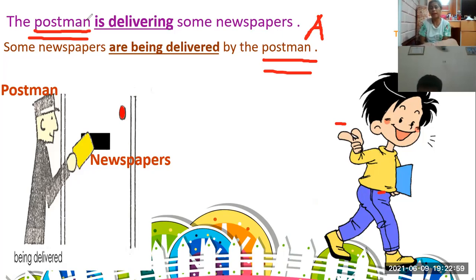Can you see the difference? Yes. Okay, so we have the next one. This is active voice. The postman is delivering some newspaper, but in the below, some newspapers are being delivered by the postman. This is the passive voice. Look at the postman. Look at the subject. It's at the end of the sentence.